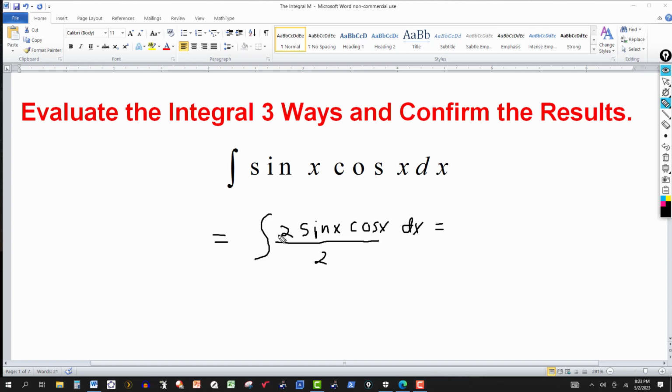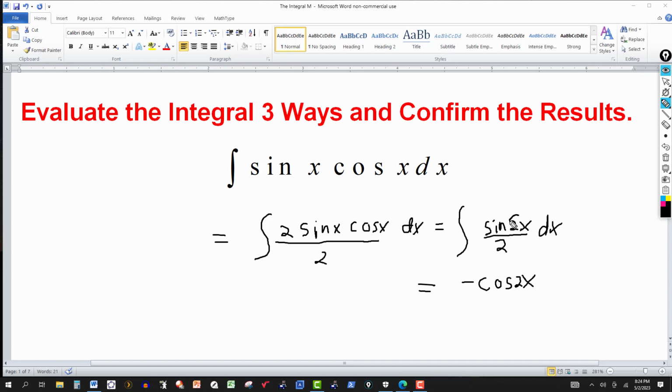But there's an identity for 2 sine x cosine x. And that identity is sine of 2x. Sine of 2x is equal to 2 sine x cosine x. Double angle identity. And that's over 2. Now we can take the antiderivative of this. The integral of sine 2x, the constant doesn't matter there, is minus cosine of 2x.